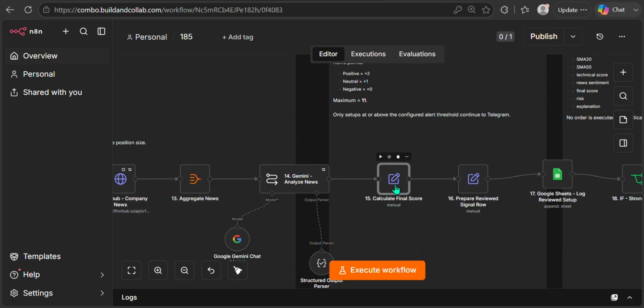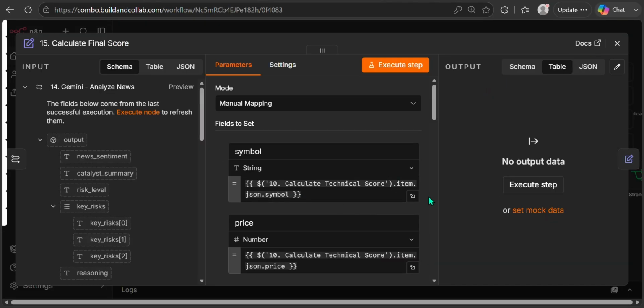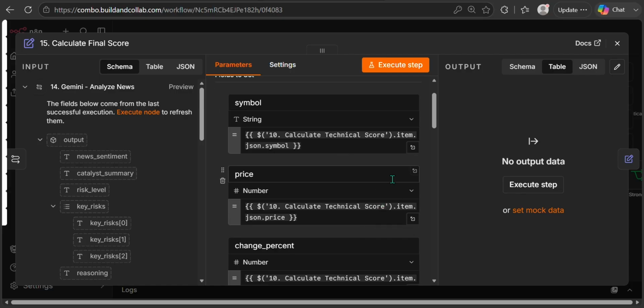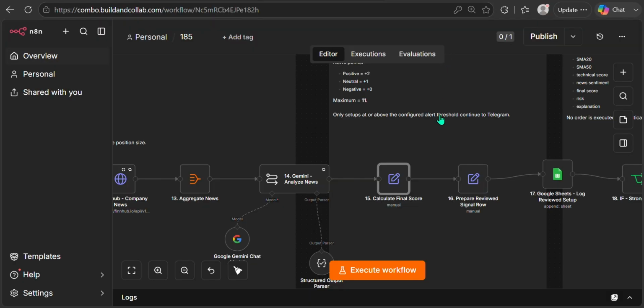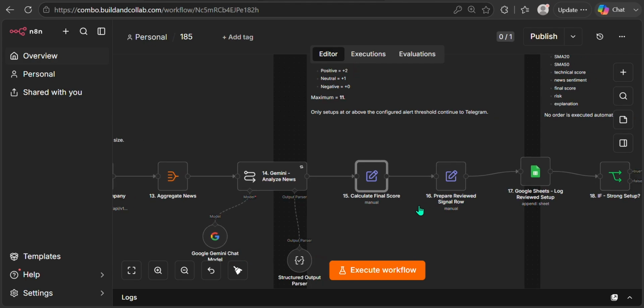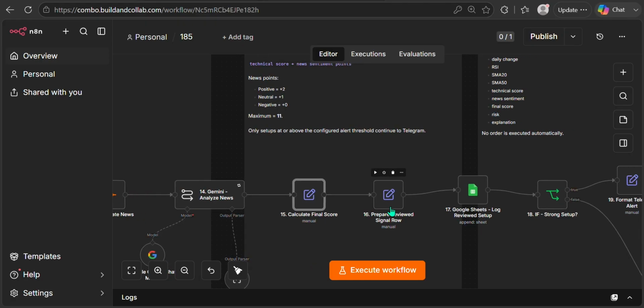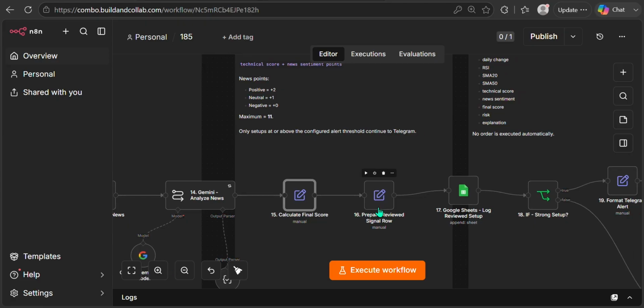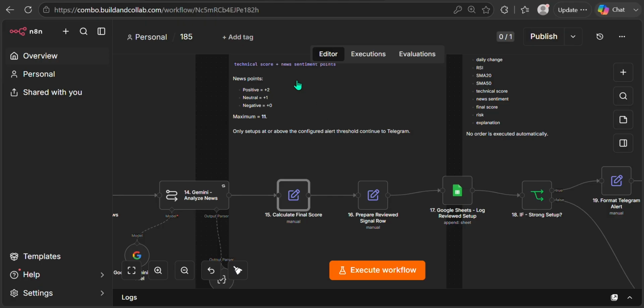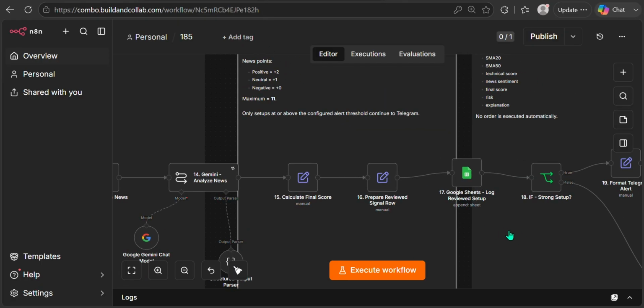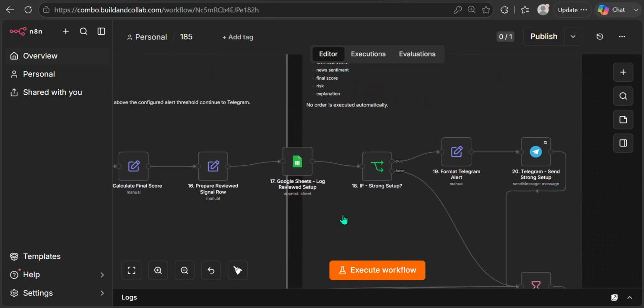Now, the workflow combines the technical analysis with the news analysis. A positive news sentiment adds 2 points, neutral news adds 1 point, and negative news adds 0. Since the technical score has a maximum of 9, the final opportunity score has a maximum of 11. Then, the workflow compares this score with the minimum alert threshold. So instead of letting AI randomly decide if a stock is good or bad, most of the decisions come from fixed technical rules, and AI is mainly helping us understand the news and risk.